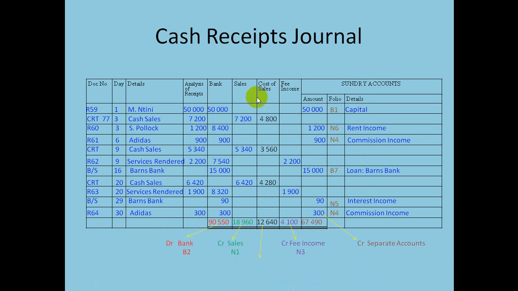But cost of sales, that one's a funny one. Something's different here. Remember, this is the cost price. This is what it cost me. So we're going to debit cost of sales, and the cost of sales partner is trading stock. I'm going to credit my trading stock because my trading stock is going down by 12,640. Take note, we've got all our folio numbers here. Remember, you must enter your folio numbers to indicate that you have posted everything to the general ledger.